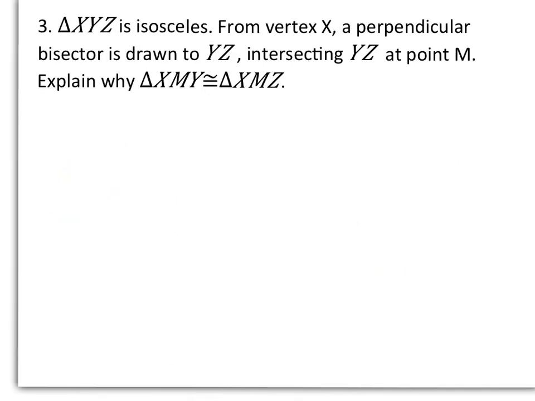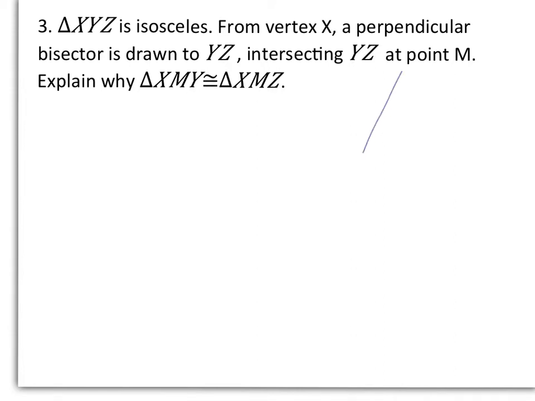Number 3 says triangle XYZ is isosceles. From vertex X, a perpendicular bisector is drawn to YZ, intersecting YZ at point M. Explain why triangle XMY is congruent to triangle XMZ.